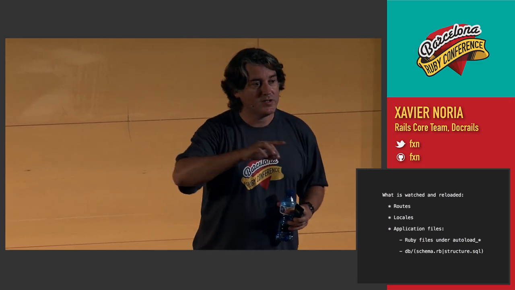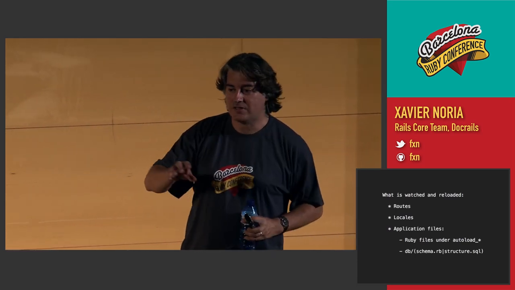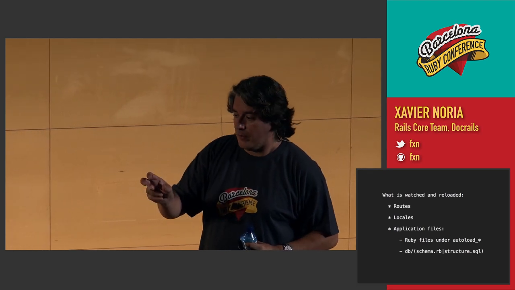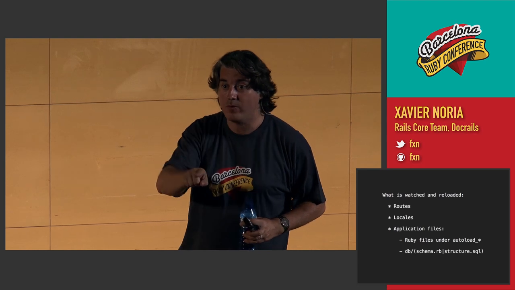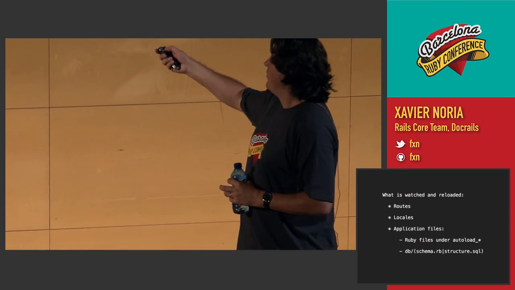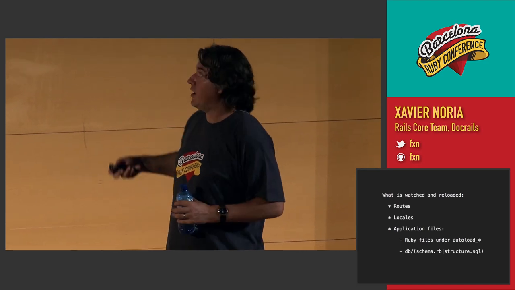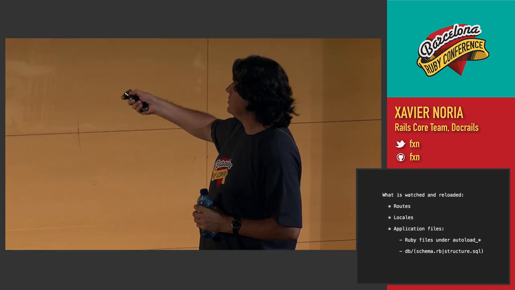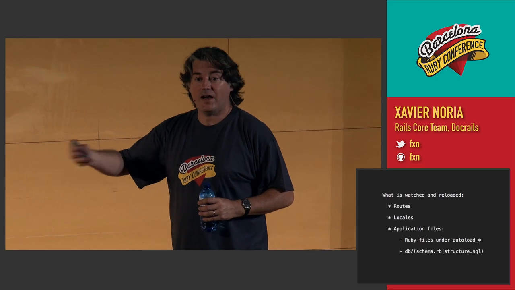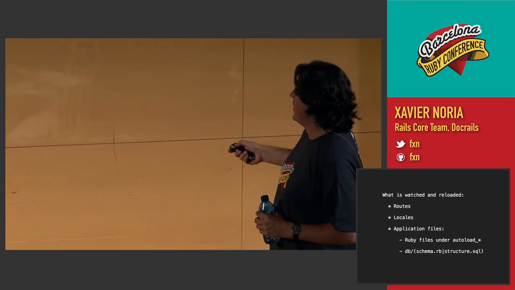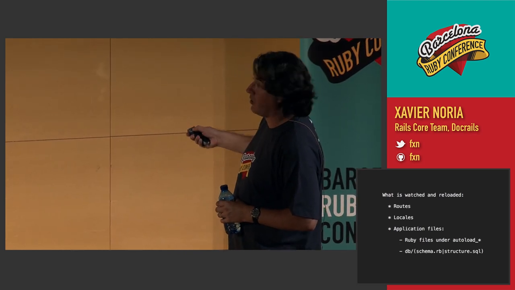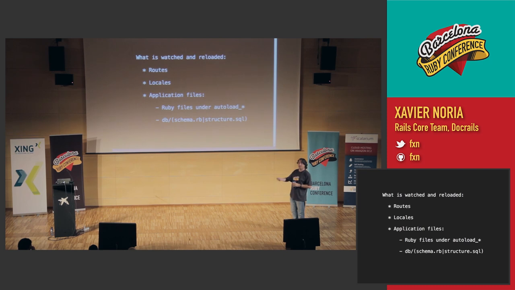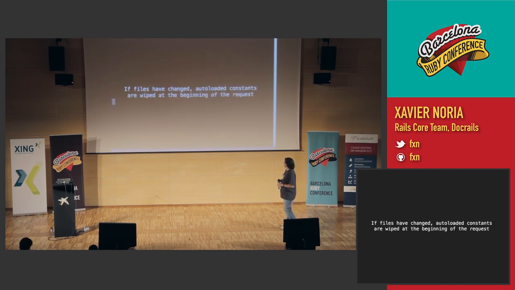The way reloading happens is that the constants that were loaded are removed from the constant tables of the modules. So if routes change, routes and classes are reloaded. If locales change, they are loaded and the classes are also reloaded. And finally, if Ruby files are changed, or if schema.rb or structure.sql are changed, classes are going to be reloaded. So that's the thing.